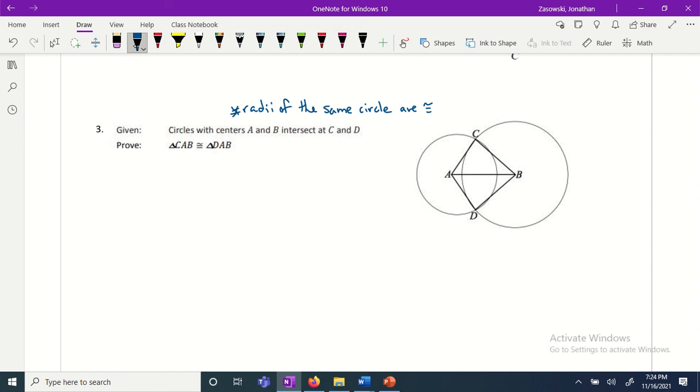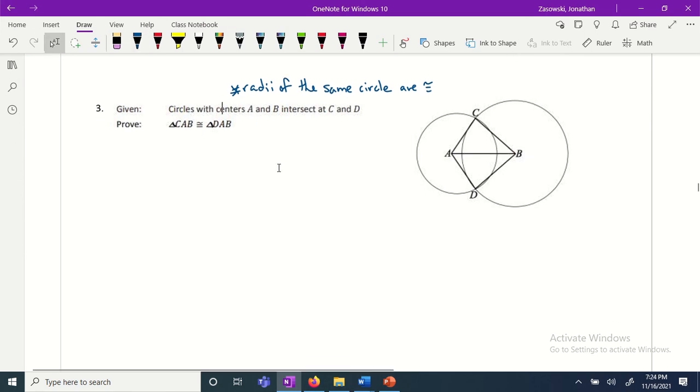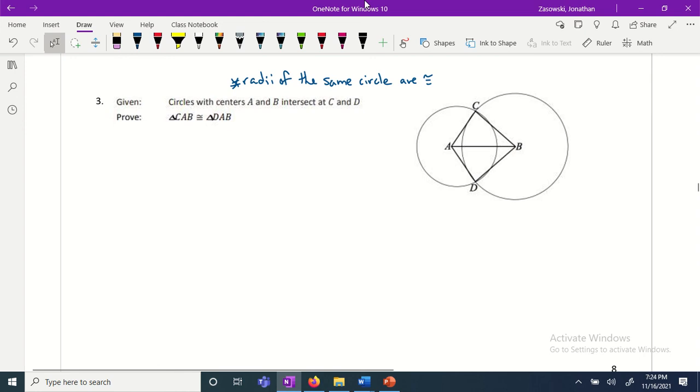So think about the circles. Which lines are the radii? So the radii of the same circle would be equal. Okay, they'll help you get some of the sides congruent, and then you should be able to finish that one off. All right. Okay, guys. We'll see you in the homework video tonight. Do your best.